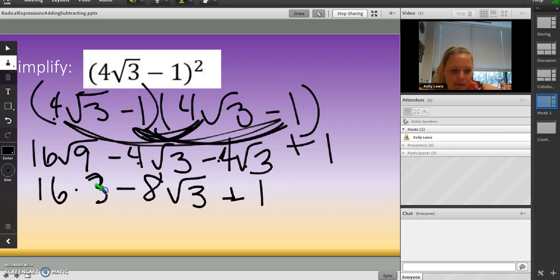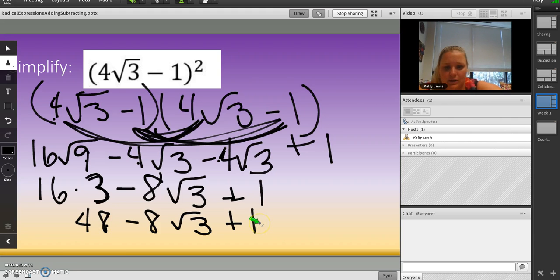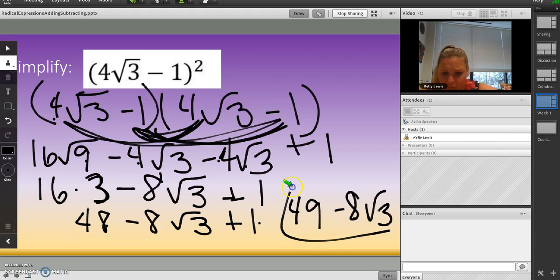16 times 3, remember I got this 3 because it's the square root of 9. 16 times 3, 48, minus 8 square root of 3, plus that 1. So I need to add the 48 and 1. So it's 49 minus 8 square root of 3. So this is like, no, 49 can't talk to that guy.